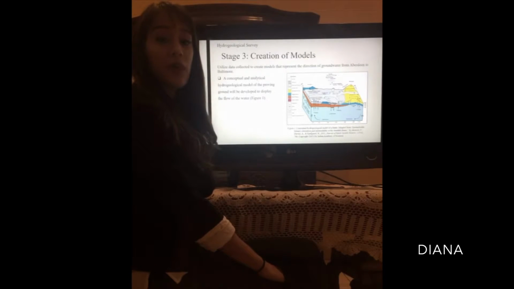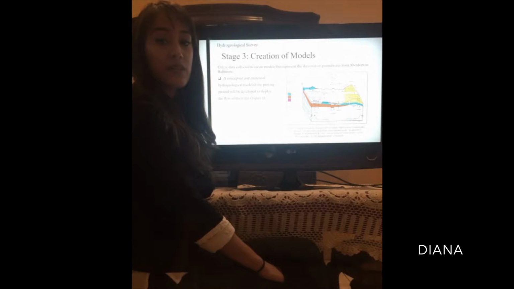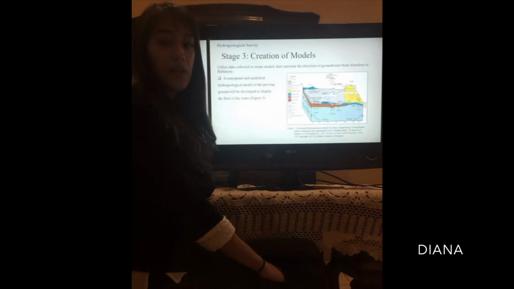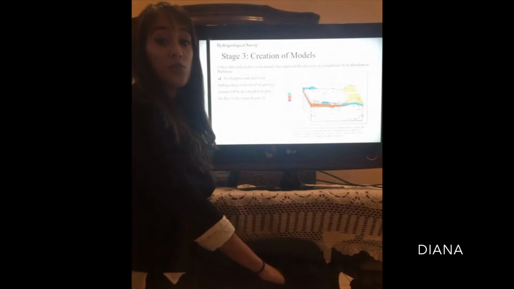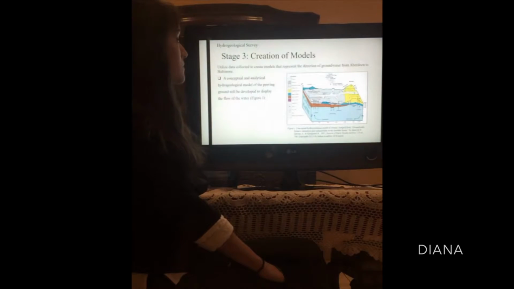The third stage will require the utilization of the data collected to be used in the creation of two models, a conceptual model and an analytical model. These models will show the direction of water flow from Aberdeen to the wells in Baltimore. An example of a conceptual model is shown on the slide.